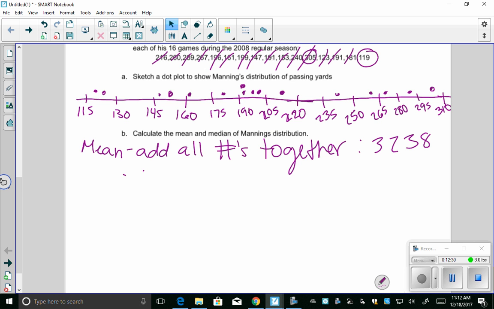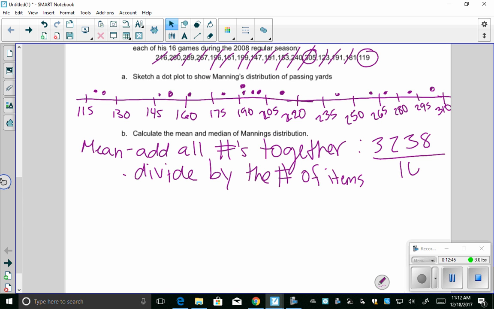The next step is to divide by the number of items. 16. So you're going to divide by 16. And then you get 12. So the mean is what? 202.38.